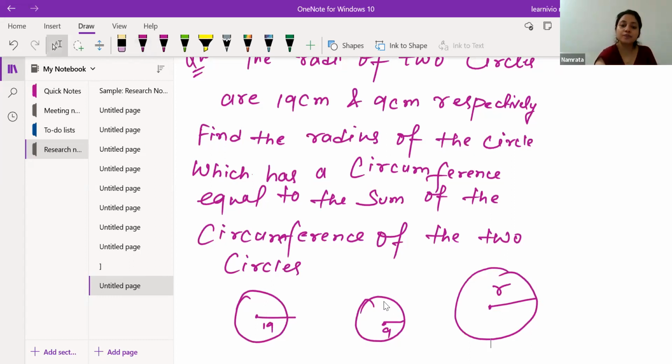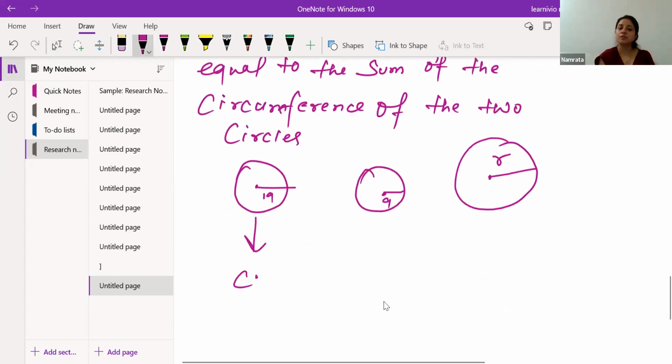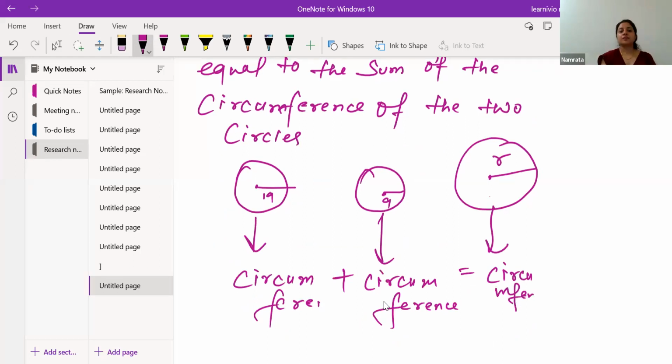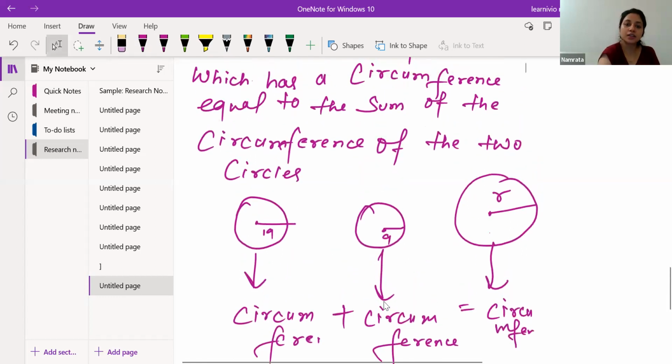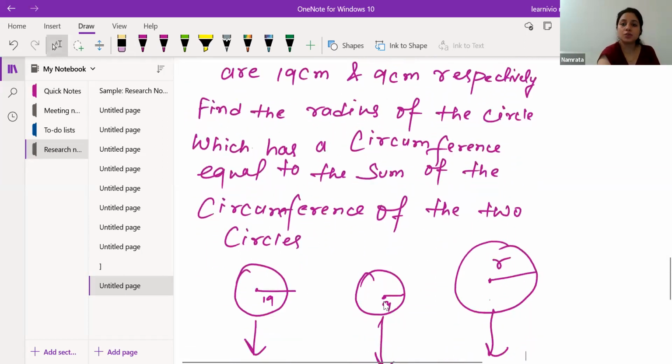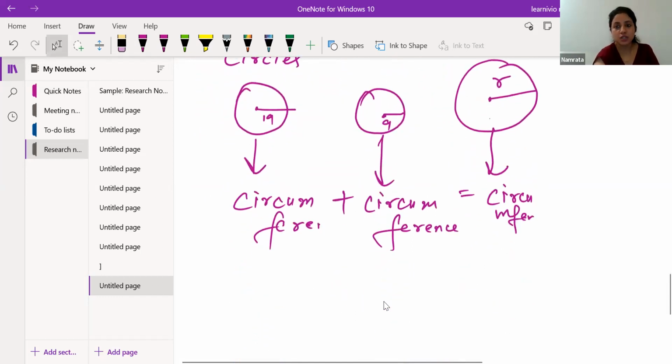That means if we add the circumference of this one with this one, then we will get the circumference of this one. Are you getting it? Yes, ma'am. Once we write the condition, we will easily see what exactly the question is asking. We have to find the radius of the new circle. If you get the circumference of the new circle, you will easily be able to find its radius, right? Yes, ma'am. Let's move to the next one.